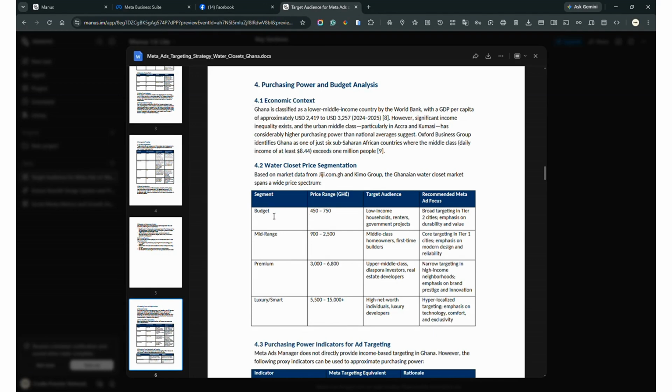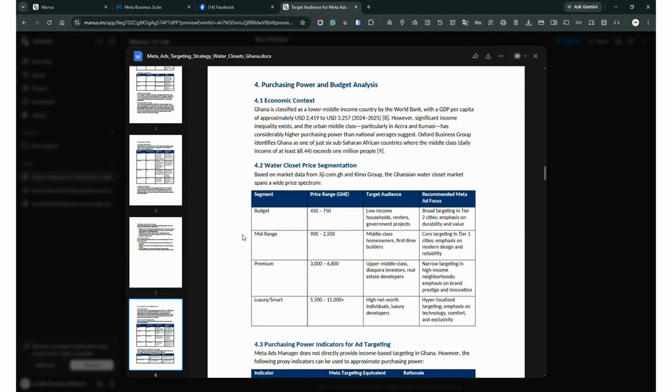So this gives us an idea in terms of budgeting. In terms of segmentation, the budget here is 450 to 750, which is good, because when I'm telling any business owner to run an ad for at least 1 month, they need a budget of at least 700 cedis. So 450 to 750 is quite good, especially for low income households, renters and so forth, to target this kind of people.